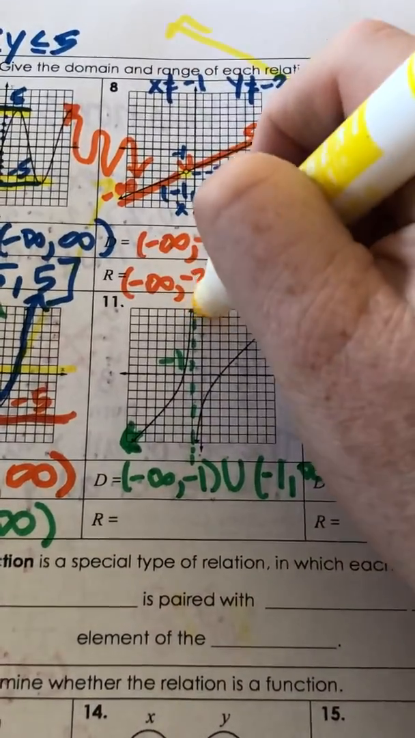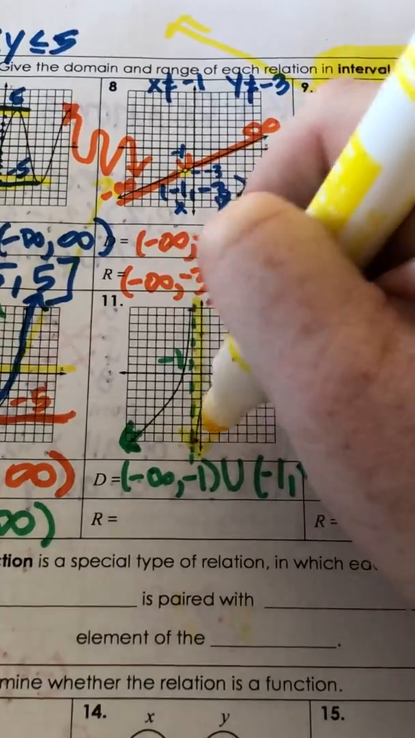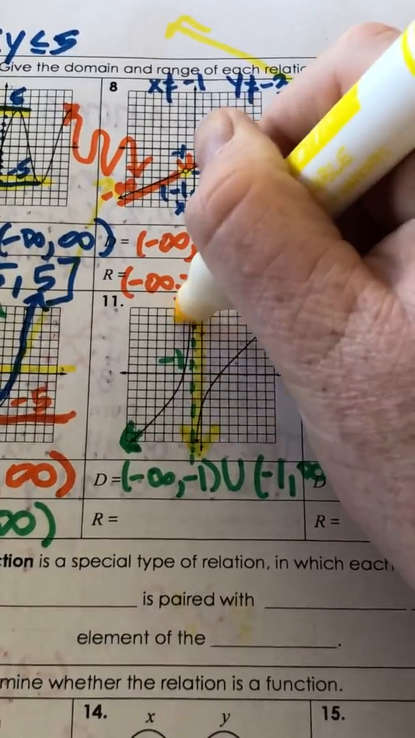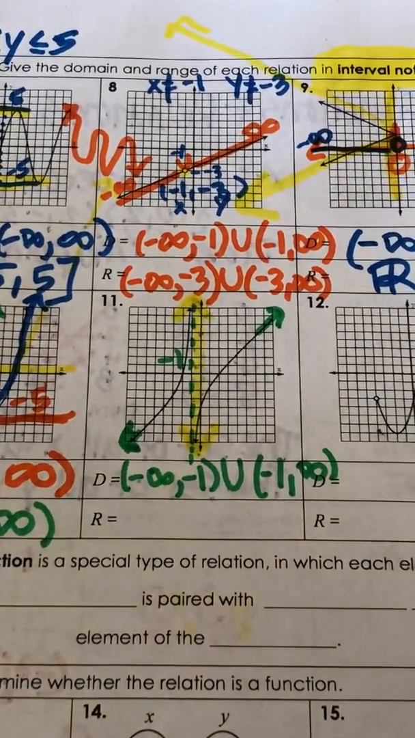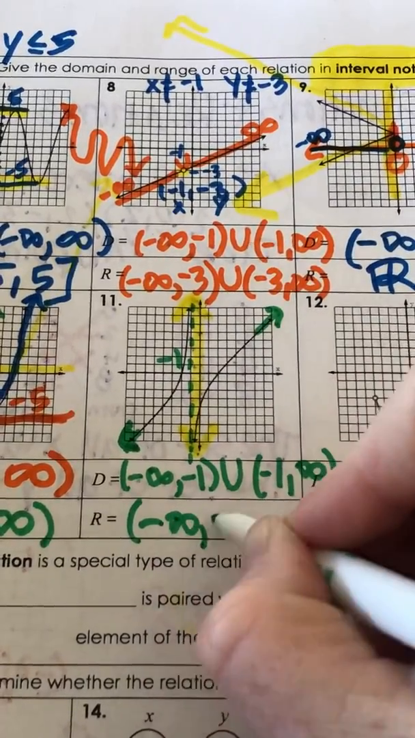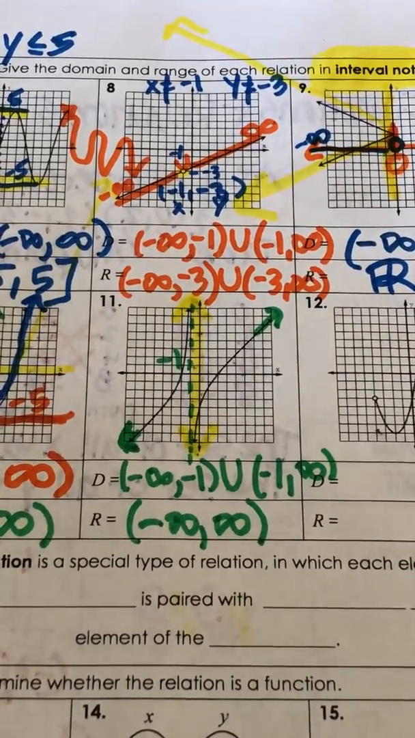All right, the range should be pretty obvious here because this is pointing downward forever and the other part of the graph is pointing upward forever. So that one, the range is going to be -infinity to infinity, all real numbers.